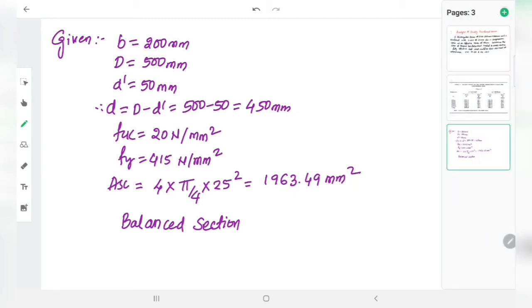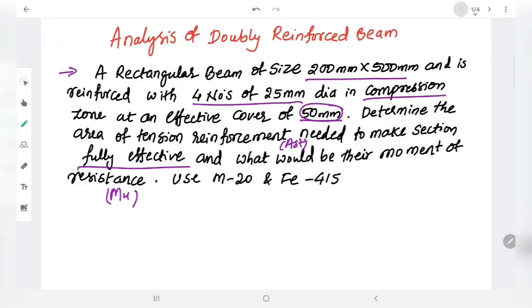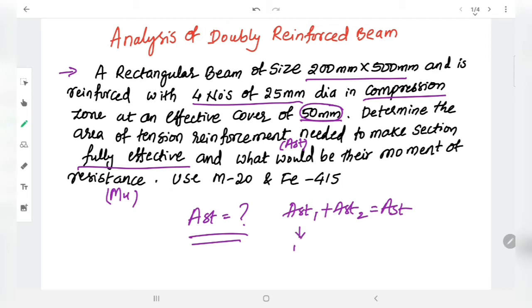Now I will find if it is a fully effective section. He has not mentioned the value of AST. AST is not given. In a previous problem, we took AST1 plus AST2 to find the value of AST. Whereas here it is quite difficult, because AST1 depends on M1 and AST2 depends on M2. Also, M1 plus M2 is equal to Mu. We all know this, but these two are the unknowns in the problem that we are going to find.